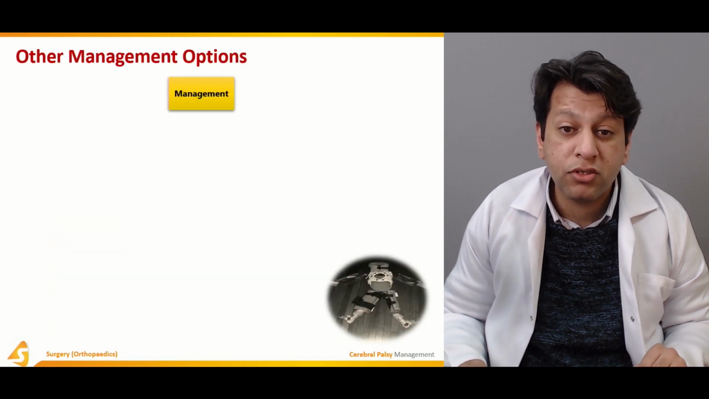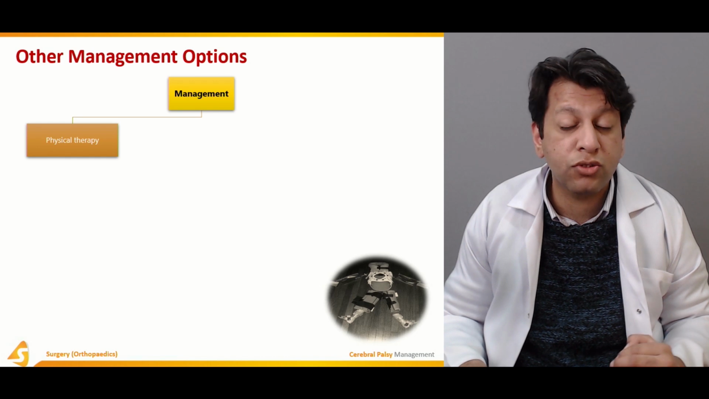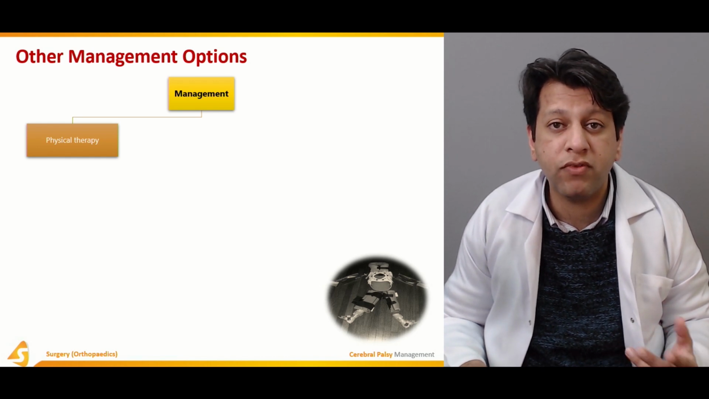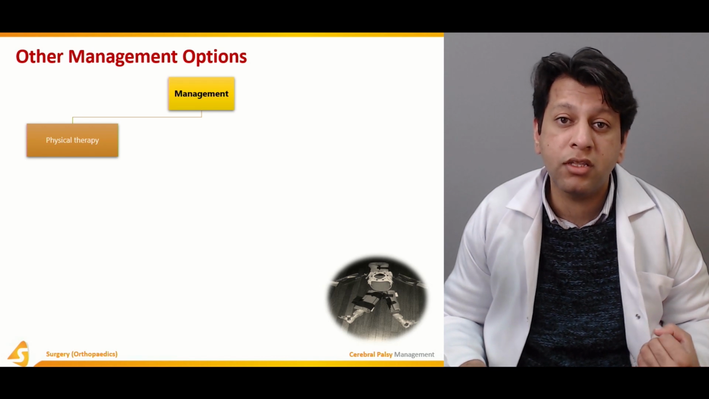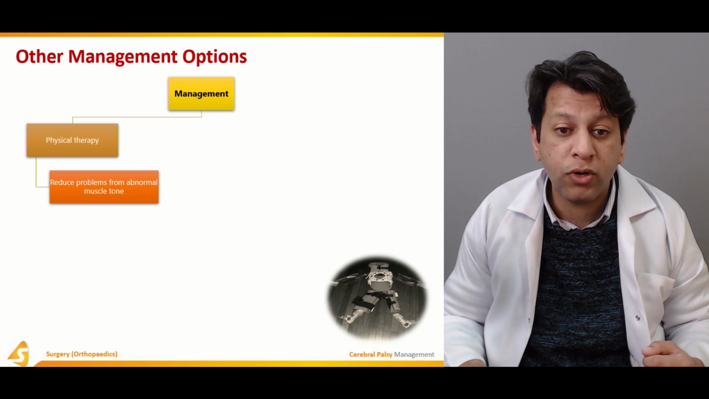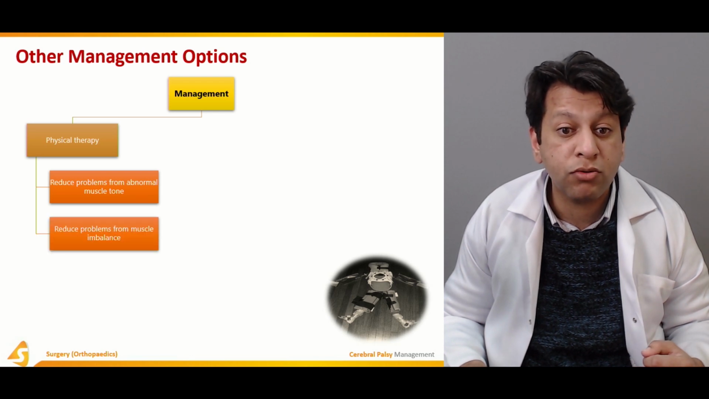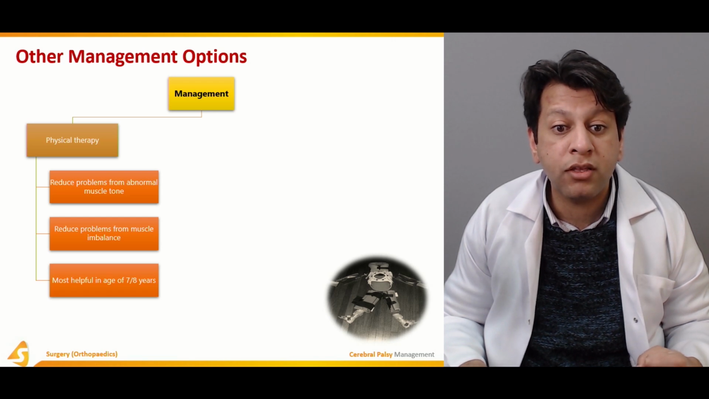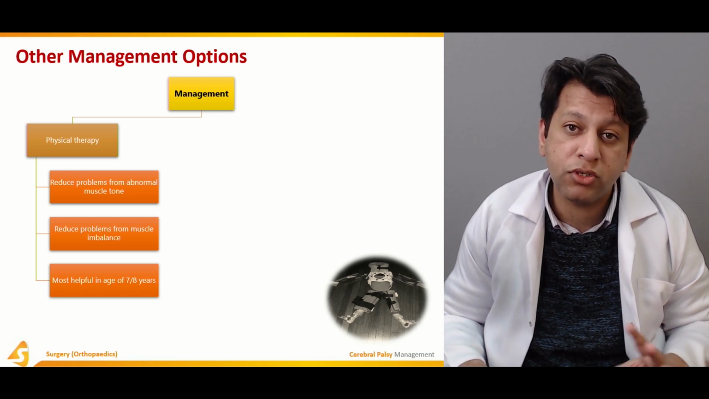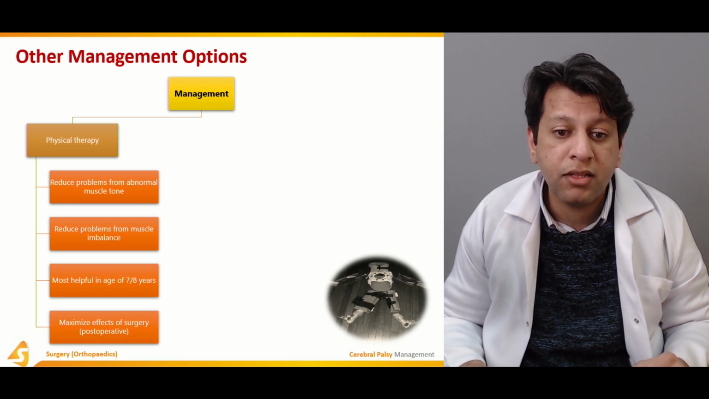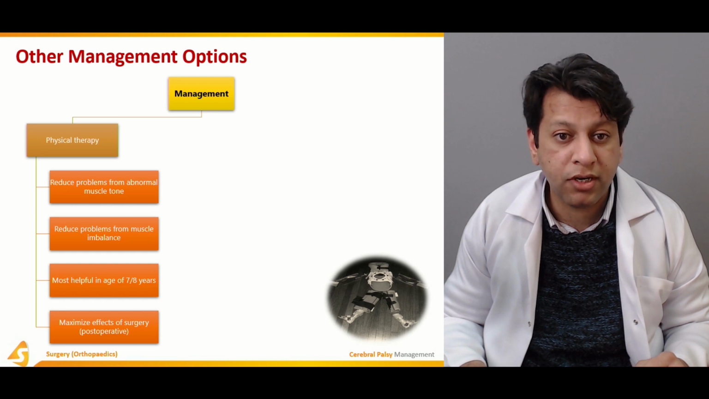Other management options include physical therapy, which is very much a mainstay of the treatment as well, because if the contractures are flexible, they can be very helpful with the physiotherapy. This actually reduces problems from abnormal muscle tone and from muscle imbalance, and it is most helpful at the age of 7 to 8 years, because that is the time the contractures have usually not become severe enough, and it gives the maximum effect of the surgery post-operatively as well.